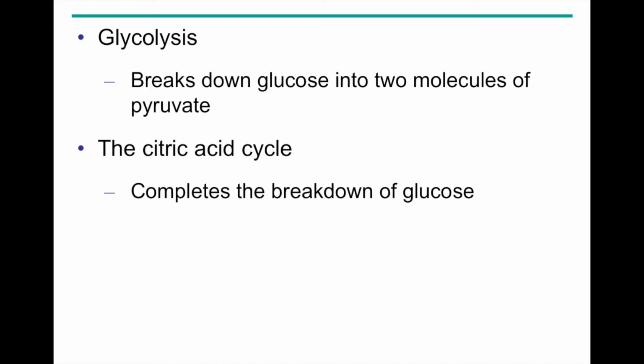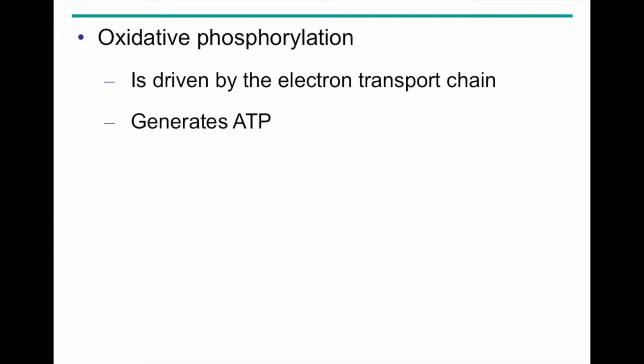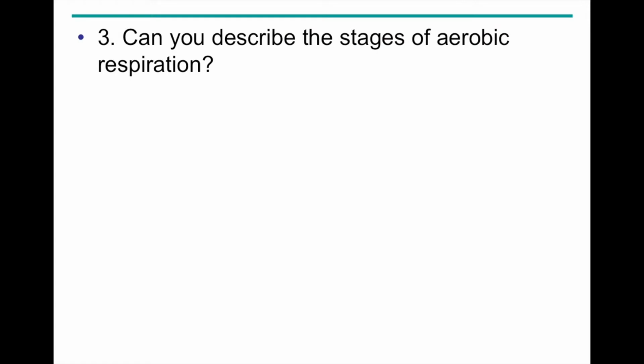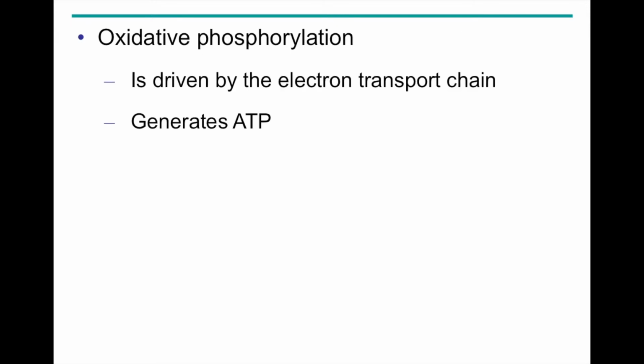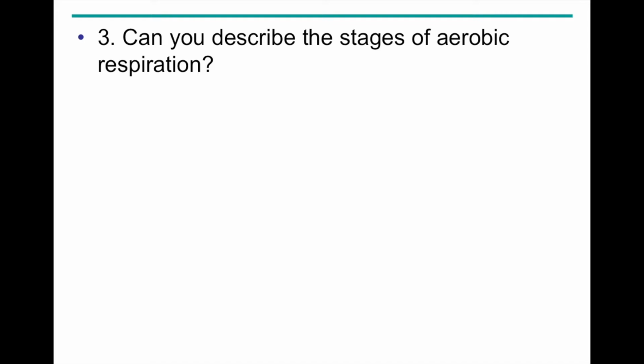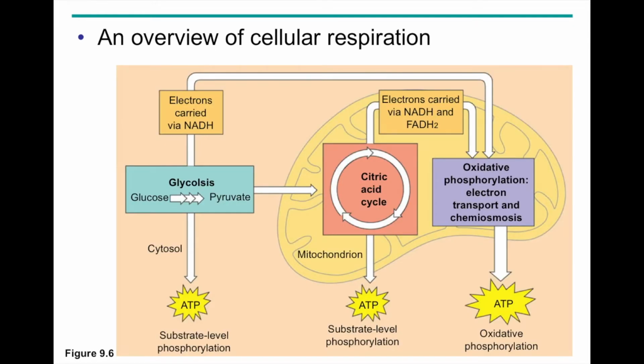The citric acid cycle helps complete that. And finally, we'll have the electron transport chain, which brings it to oxidative phosphorylation. That's where we're actually generating ATP. So can you describe the stages of aerobic respiration? Basically, it's going to be the same thing here. Just knowing that if we're doing aerobic respiration, there is oxygen.